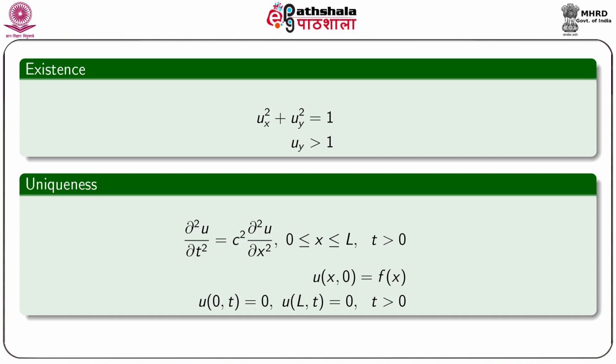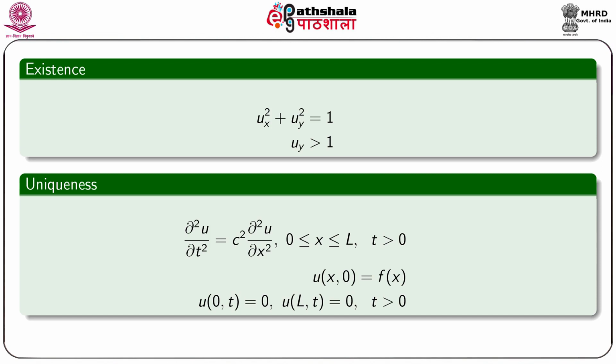Now, to illustrate the idea of uniqueness, we have considered the transverse motion of a string, which is described by the wave equation, given in the second example: del 2u del t square is equal to c square del 2u del x square, and the string is clamped at the two points x equals 0 and x equals L. That is described by the boundary conditions u(0,t) equals 0, u(L,t) equals 0, and this is to be solved together with the Cauchy condition u(x,0) equals f(x).